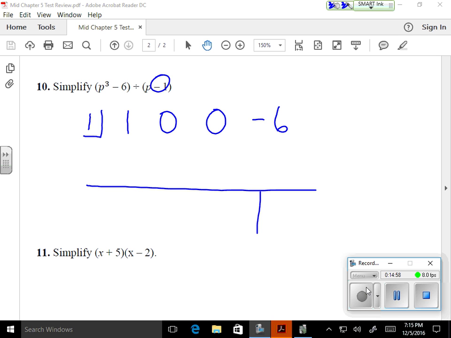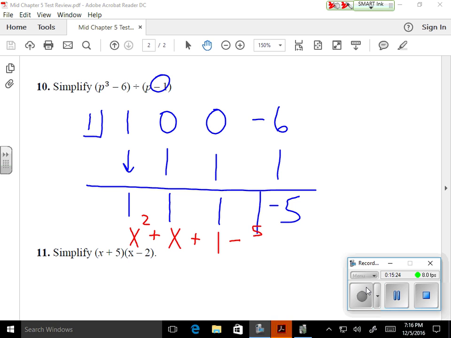I'll bring down my 1. 1 times 1 is 1. Add, I get 1. 1 times 1 is 1. Add, I get 1. 1 times 1 is 1. Add, I get negative 5. So my answer will be 1x squared plus 1x plus 1, minus 5 over the p minus 1.